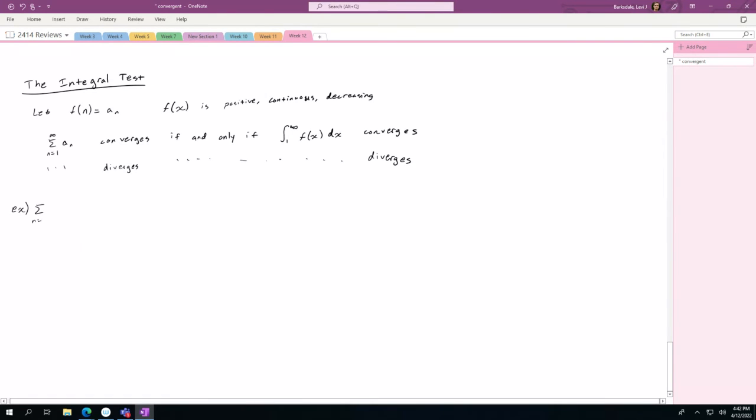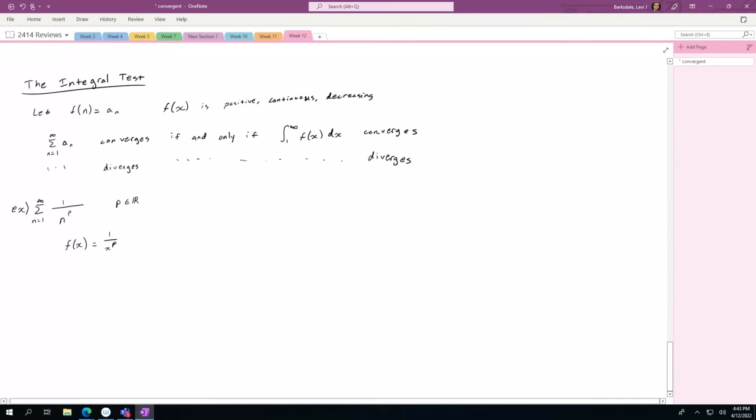So let's say we have a series, sum from n equals 1 to infinity. This time though, I'm going to say it's 1 over n to the power of some p, where p is a real number. Sound good? Well then I'm going to define my function f of x. And my function f of x is just going to be 1 over x to the p. Sound good? Okay.